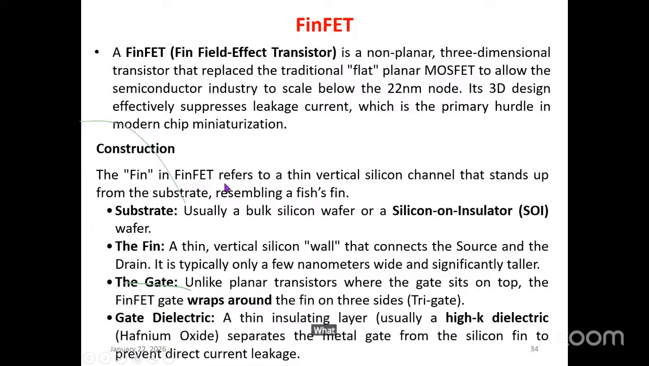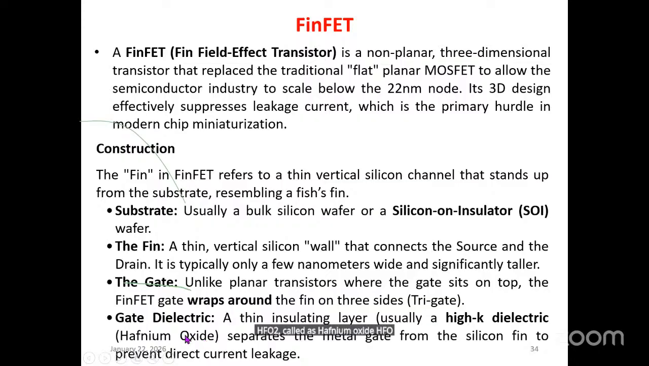What is the construction? Substrate, fin, gate, dielectric. Since a lot of slides are there, I will not read out every word. The substrate is made up of a silicon wafer or SOI. The fin is a thin, vertical silicon wall between the source and the drain. And the gate is like a normal gate, but it is a three-dimensional gate, on three sides. It's a tri-gate. And the gate dielectric is a high-K material, HfO2, called hafnium oxide.